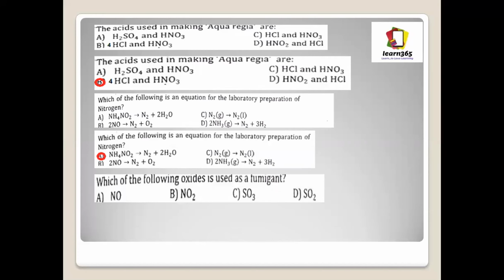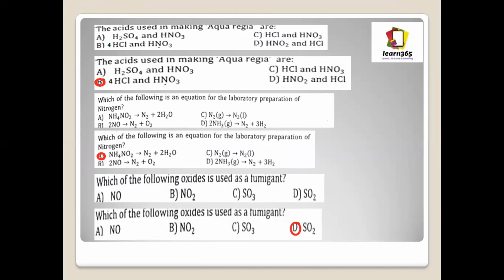Which of the following oxides is used as a fumigant? Okay, fumigant, meaning fungicide. The options are NO, NO2, SO3, and SO2. Start. Yes, the right answer is SO2, sulfur dioxide.